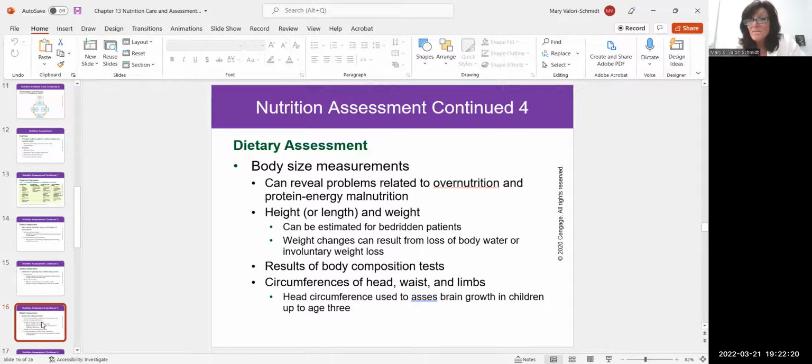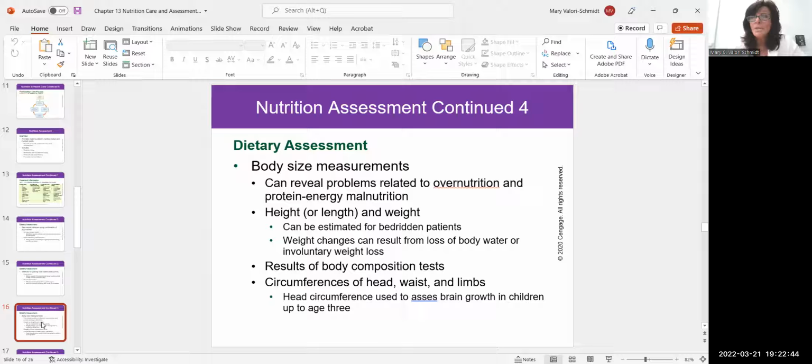Body size measurements. So that can reveal problems about malnutrition and overnutrition. So their height and weight. And you can estimate it once you've been doing something in the medical field for a minute. Like I can look at people and generally come pretty close to their height and weight. Some people are deceptive, right? Sometimes I'll be off, but generally speaking, I can come pretty close.